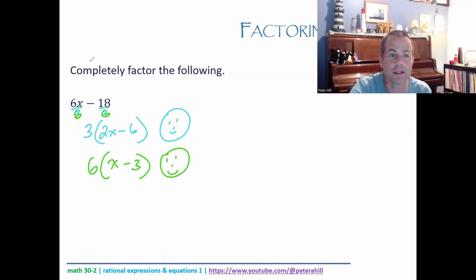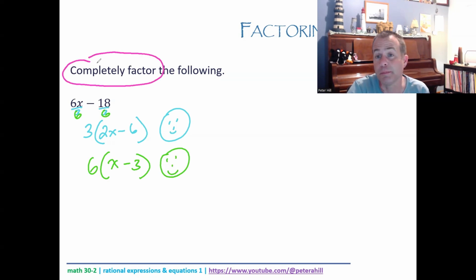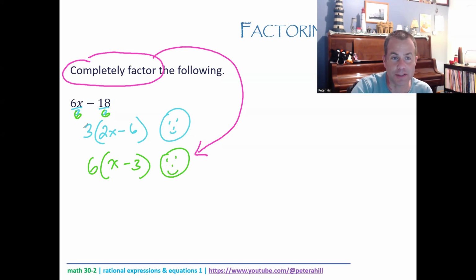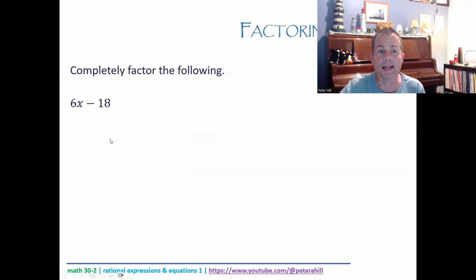But the question said to completely factor. Completely factor means I want to take as much as I physically can out. So the better answer is this one. The other is not completely factored because if I looked inside, both of those terms are still divisible by 2. So I didn't take out the biggest number possible. That's what we mean when we say completely factor. So for 6x minus 18, I can take out the 6, and then I'd be left with x minus 3.